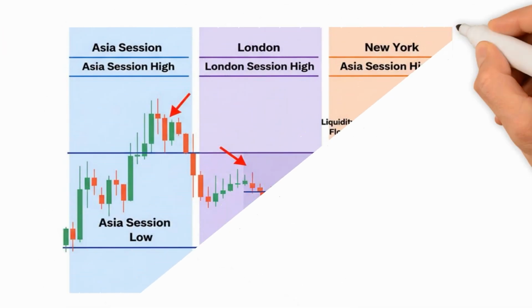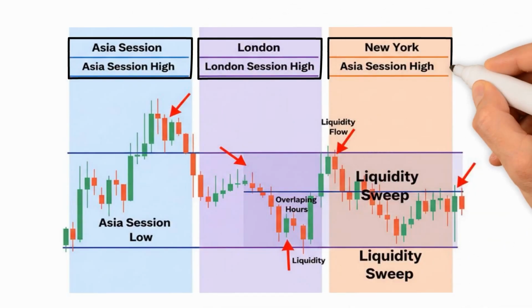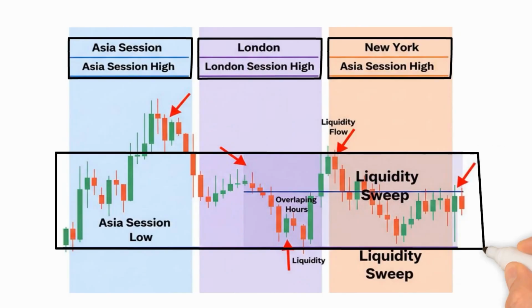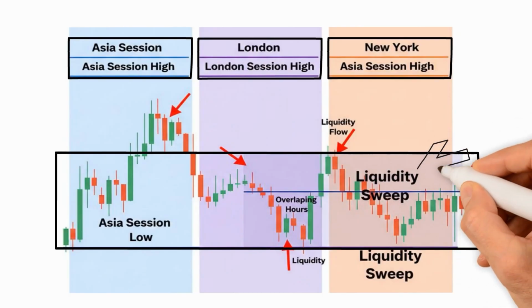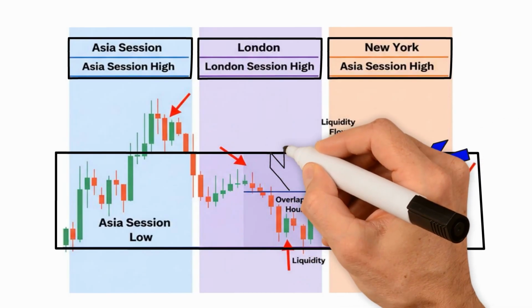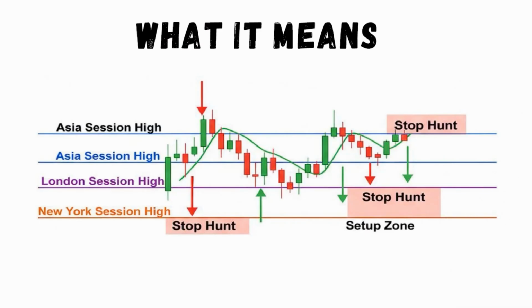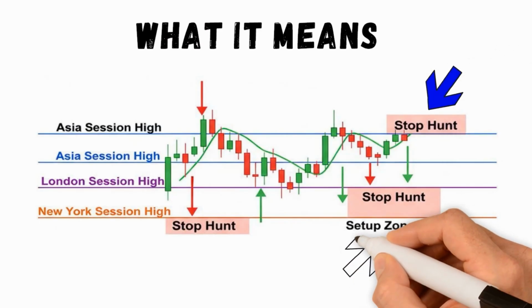Each trading session, Asia, London and New York, forms its own high and low. These intraday extremes often serve as key liquidity zones. Price will frequently sweep session highs or lows during overlapping hours, particularly when large institutions are most active. What it means: session highs and lows are short-term targets for stop hunts and setups.